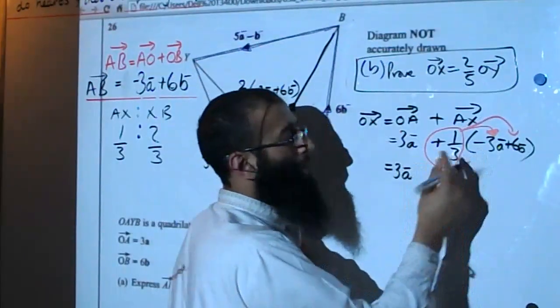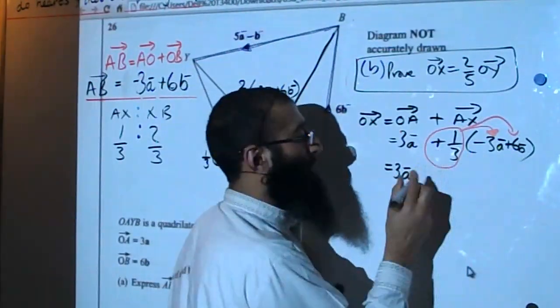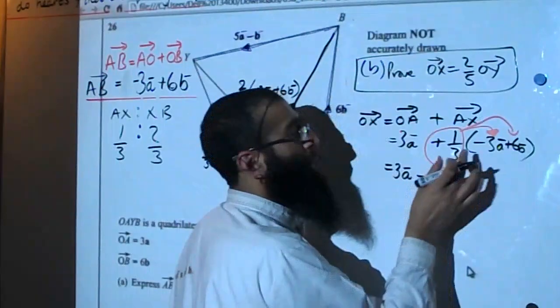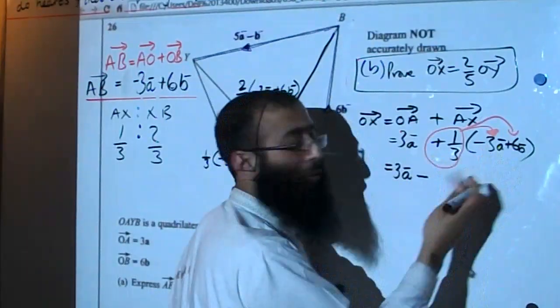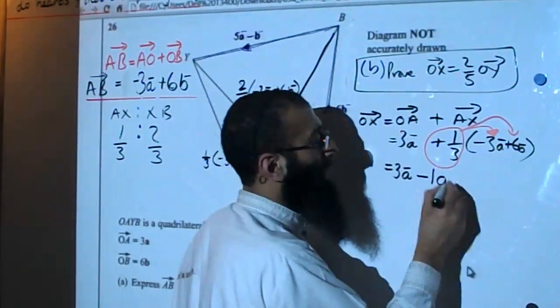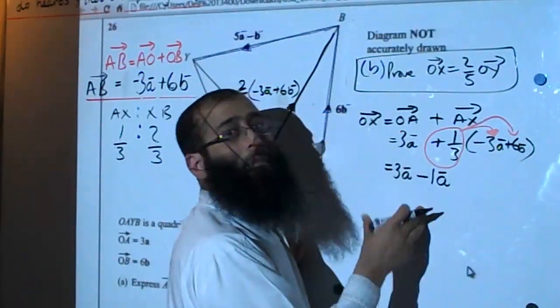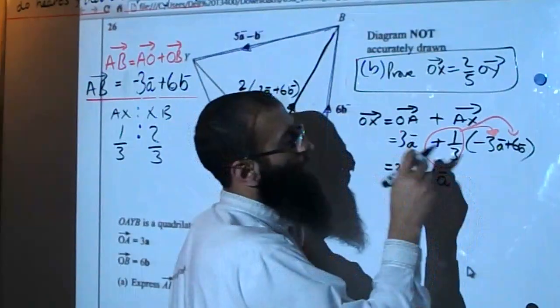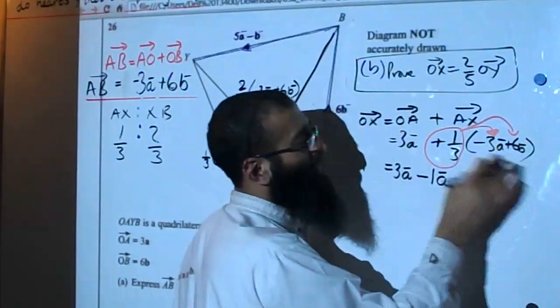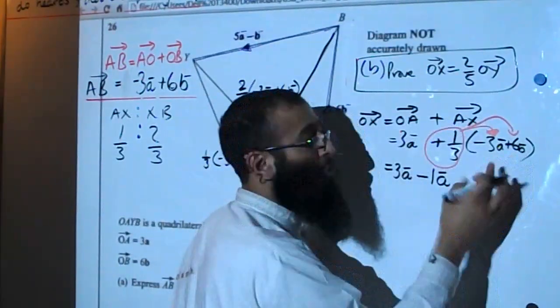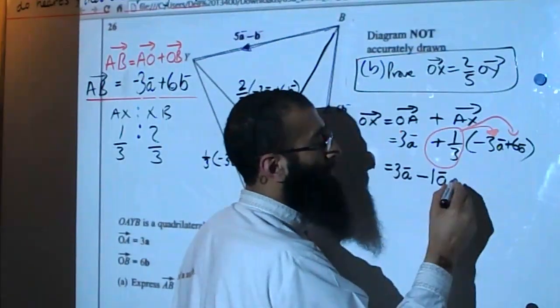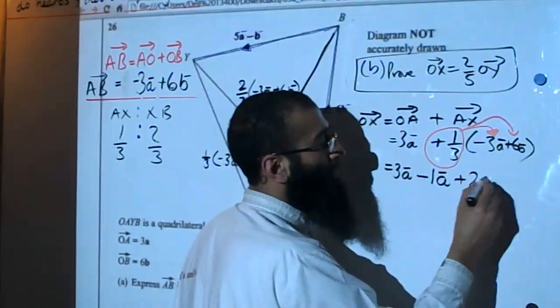So that will be plus and a minus. When you multiply and the signs are different, the answer is always minus. And 1/3 of 3 is 1. So minus 1a. That's what it is, calculation. Now we don't normally write down minus 1a, but for a moment we'll do. Then plus 1/3 times plus 6, so a third of 6 is 2. They're both positive, so that gives us 2b.